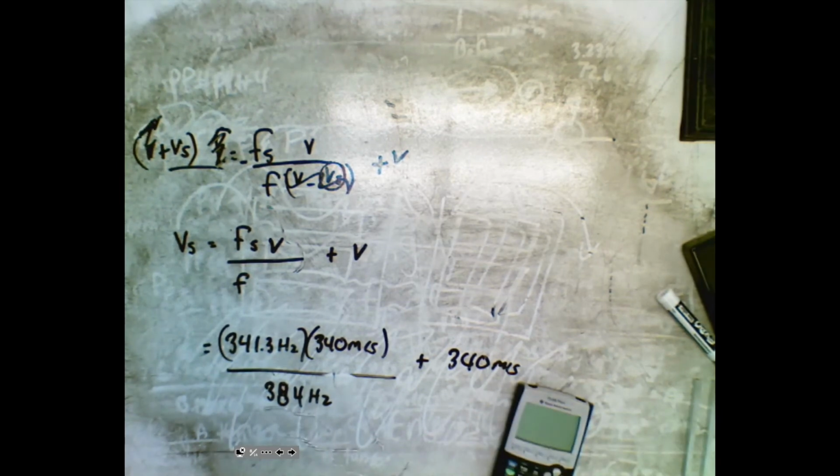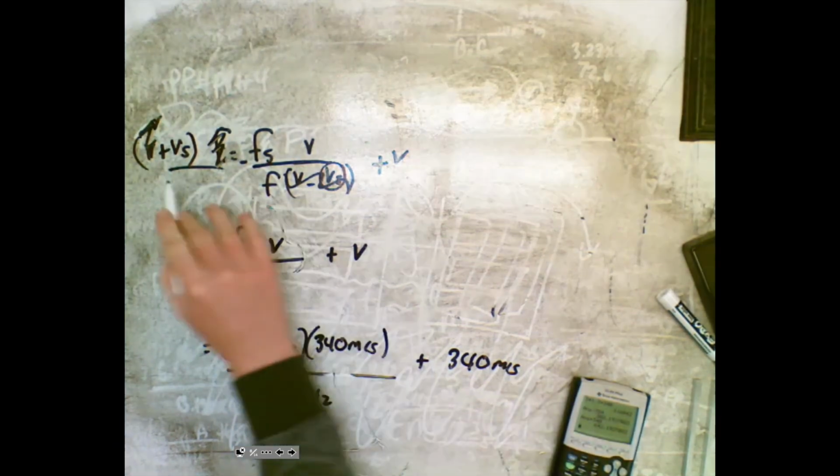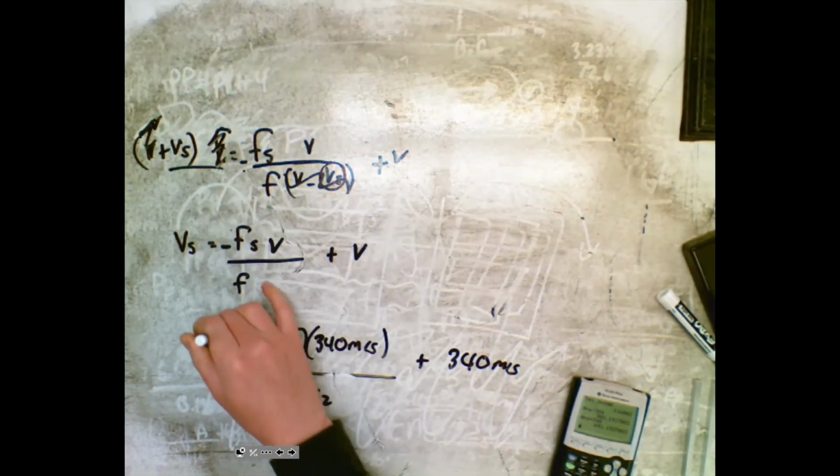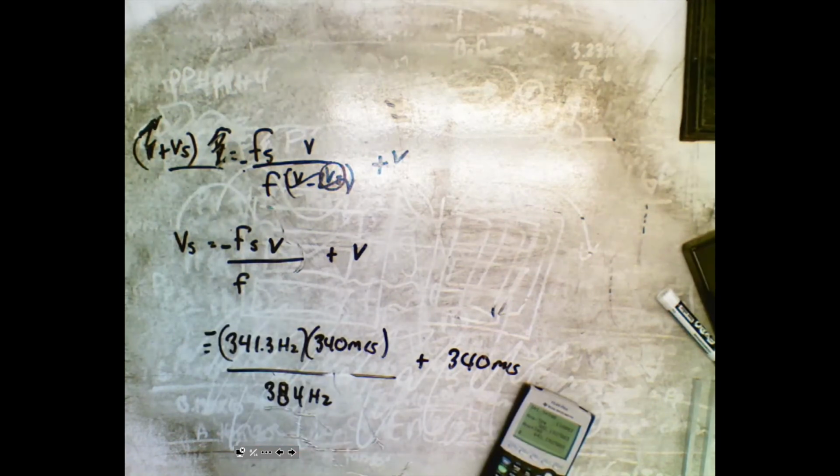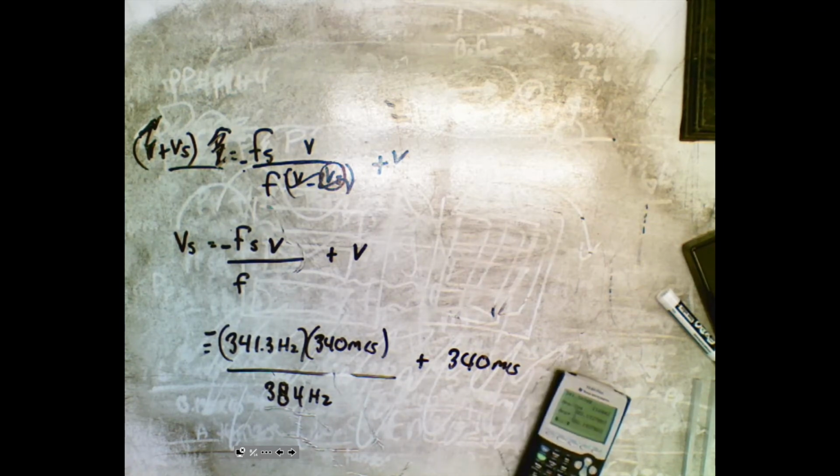So when I plug that all in, 341.3 times 340 divided by 384, and then I add on 340 meters per second. Oops, I forgot one thing, right? When I made this positive, I forgot to make this negative. Sorry about that. So let me try that again. So 341.3 times 340 divided by 384, and I need to make that a negative number. So I end up getting negative 302, and then I add 340 onto that, and it tells me that my answer is 37.8 meters per second. So that's how fast the parade float is moving.